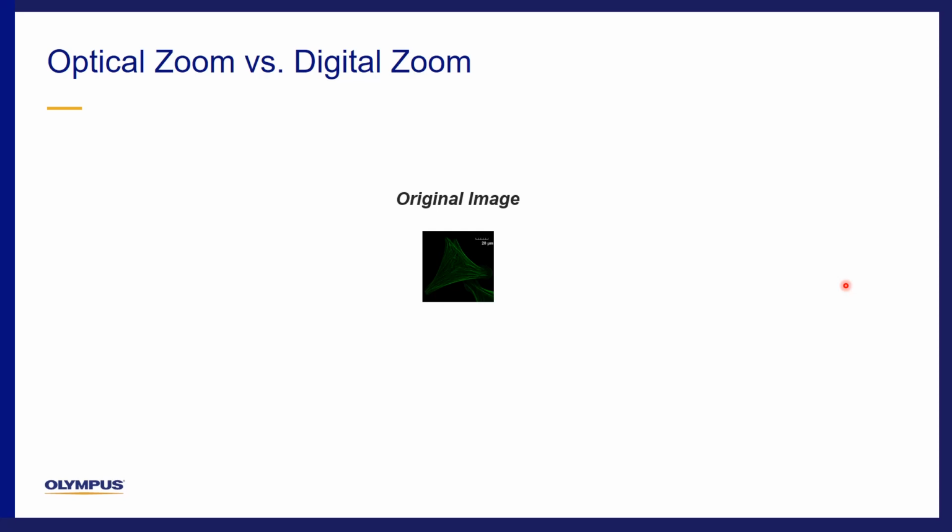So here I've got a little tiny image on the screen. Again, this would be my original image. So what's the impact of digitally zooming the image versus optically zooming the image?